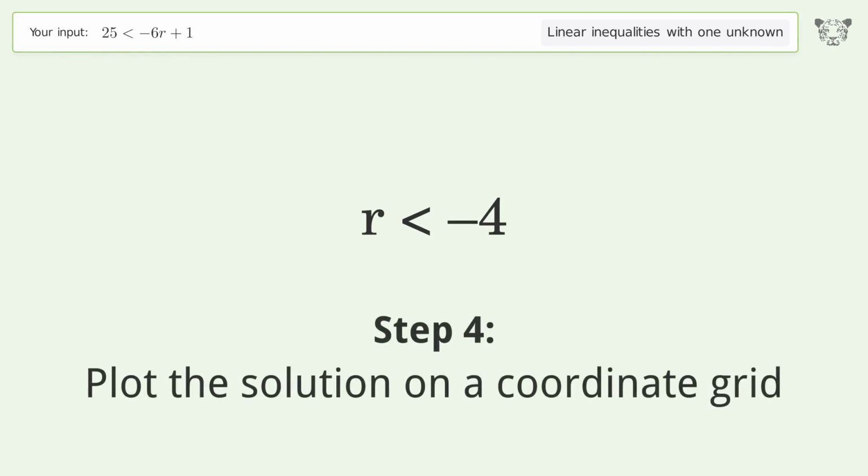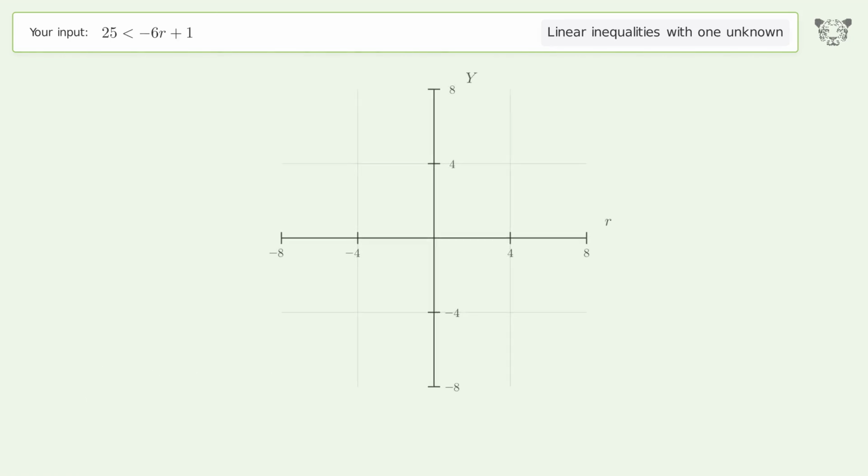Plot the solution on a coordinate grid. And so the final result is r smaller than -4.